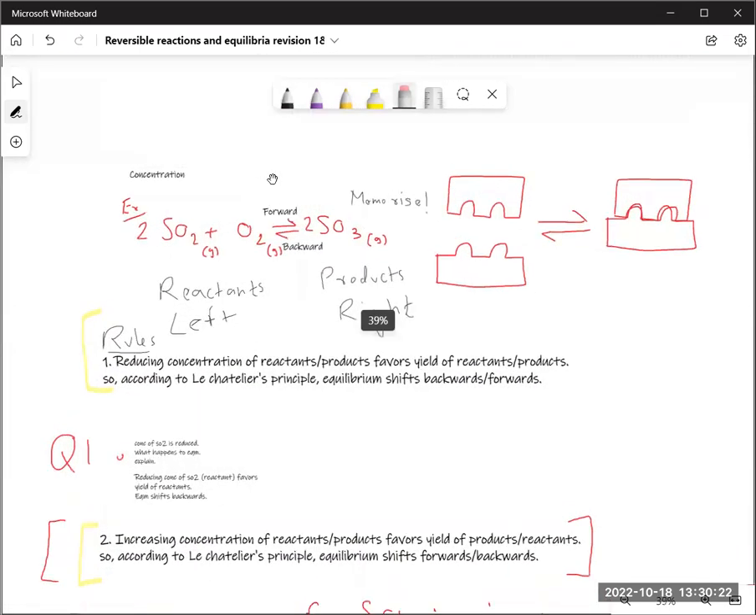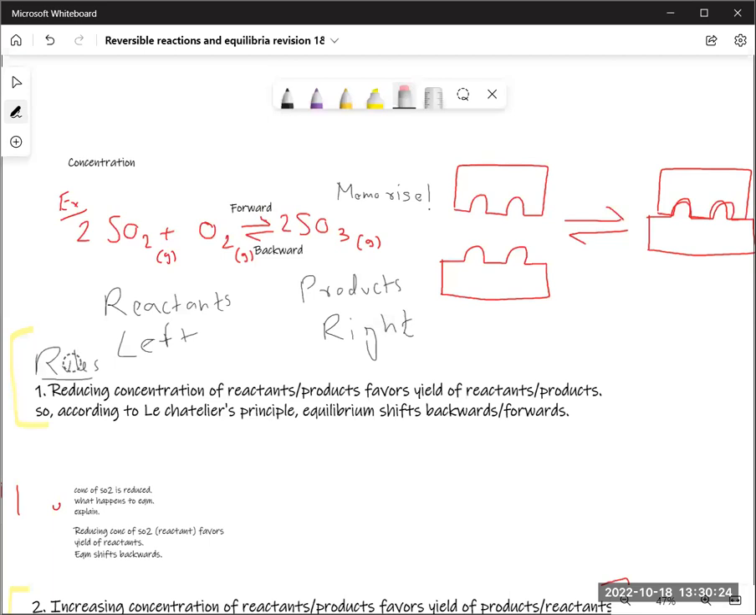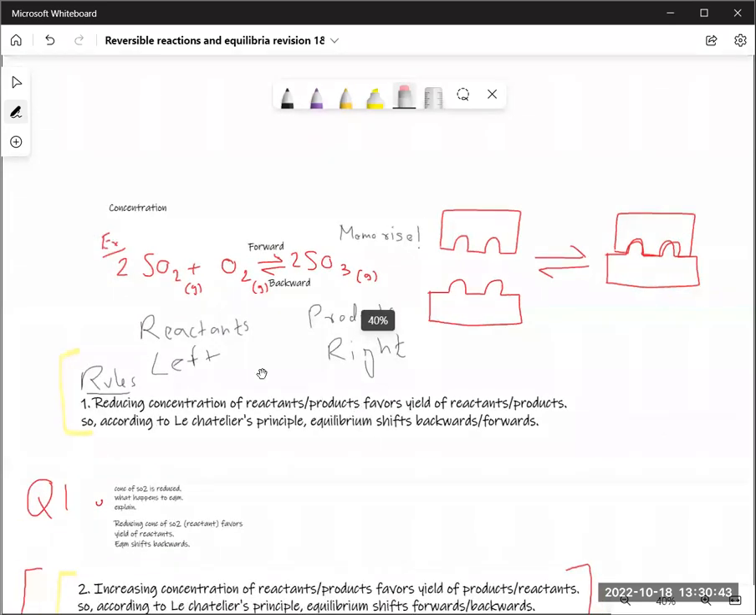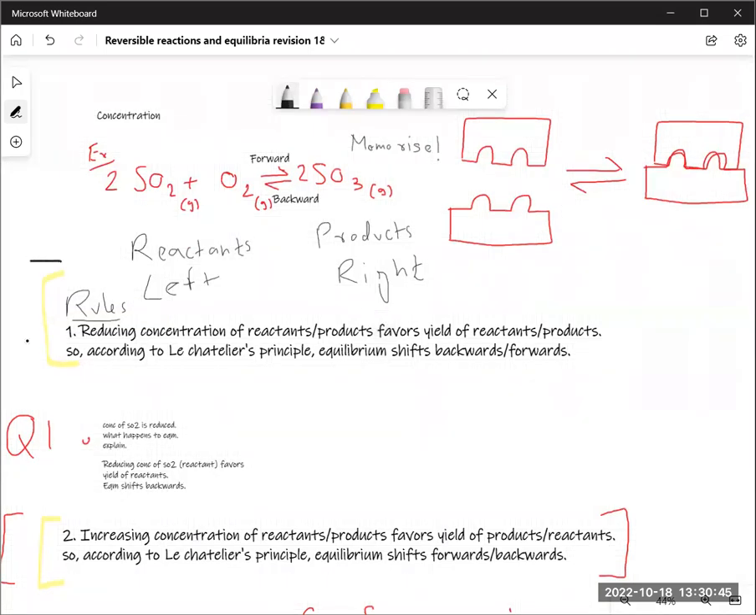First, we start with concentration. And I gave you the rules here. You have this example and the rules. So, if you reduce the concentration of the products, then the equilibrium will shift, favoring the yield of the products, according to Le Chatelier's principle. Equilibrium shifts forwards.